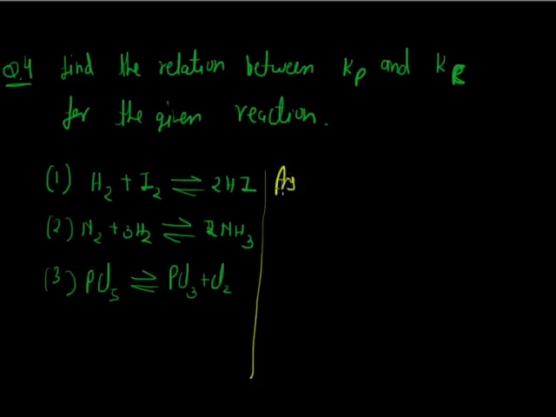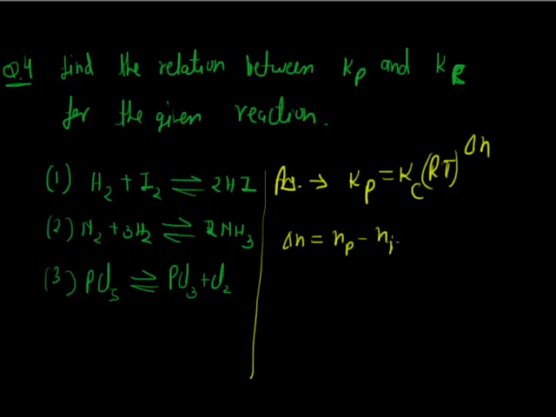Now the answer of this question. First, the relationship between Kp and Kc becomes Kp equals Kc R to the power delta N. That is the relation between Kp and Kc. Here delta N becomes number of product moles minus number of reactant moles. Now apply this to the first reaction, so first we calculate the delta N.